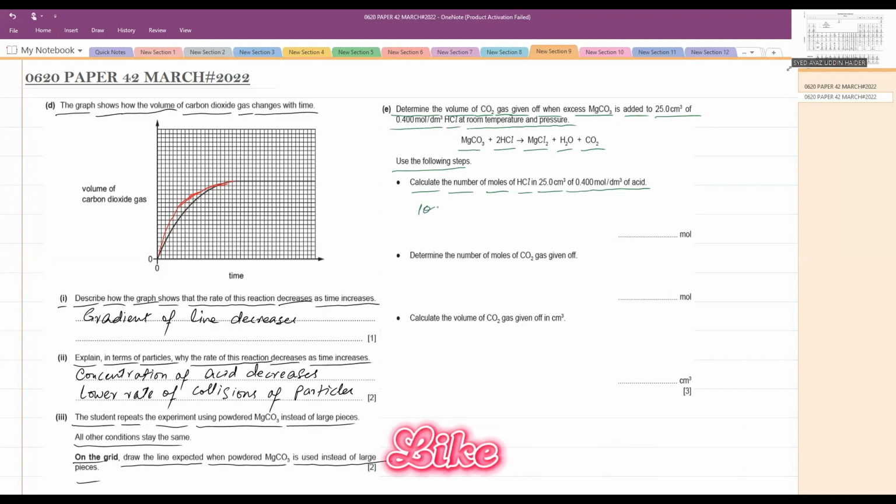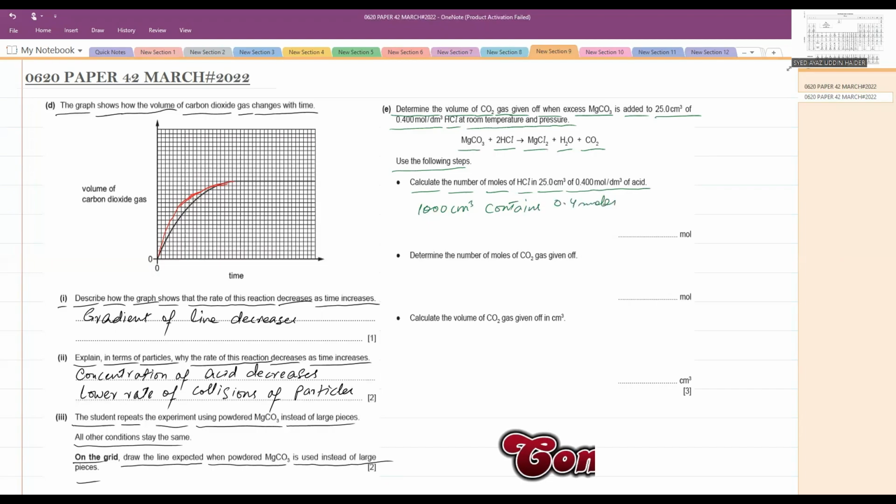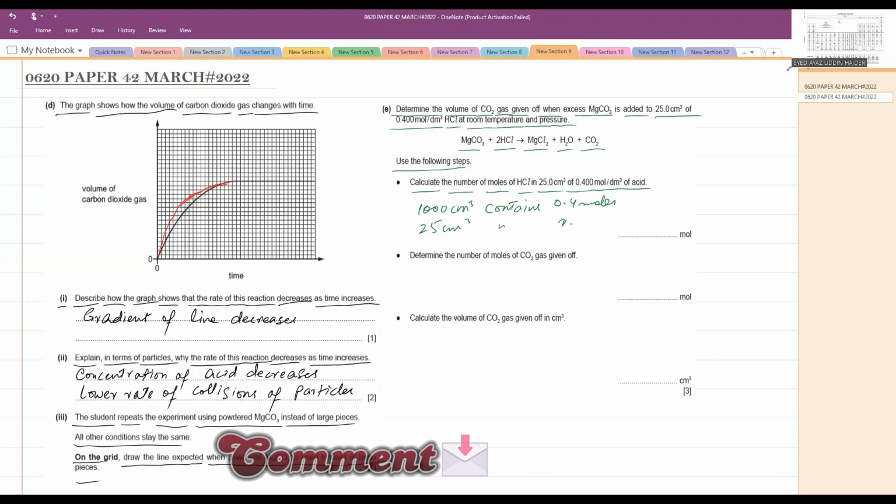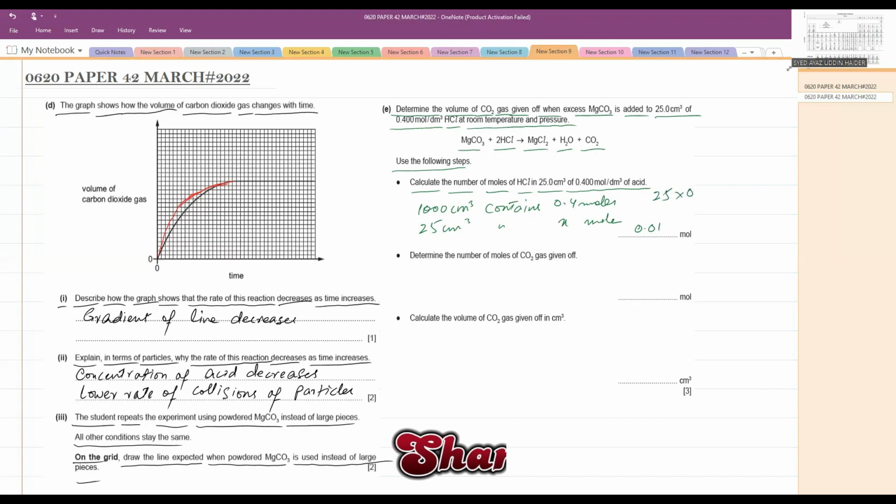So I will write: 1000 cm³ contains 0.4 moles acid. Therefore, 25 cm³ contains x moles. So the answer will be 0.01. This will be the calculation: 25 multiplied by 0.4 divided by 1000.